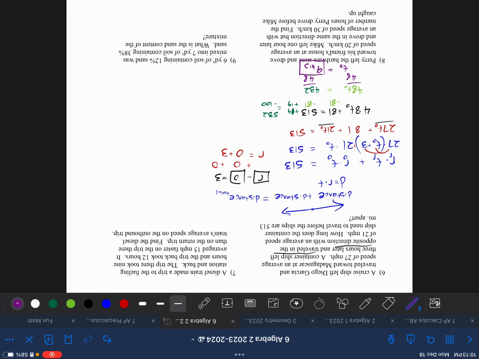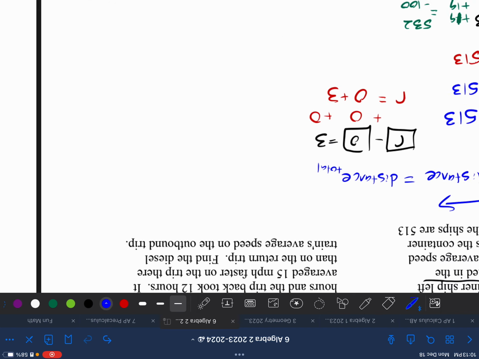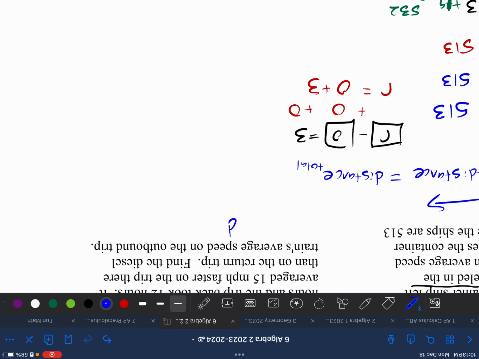And number 7, a diesel train made a trip to the fueling station and back. Whenever you're going a distance away and a distance back, it's going to be the same amount of distance there and the same amount of distance back. So I'm going to say that this is a distance equal to distance problem. And we already know that distance is rate times time. It's going to be equal to rate times time.